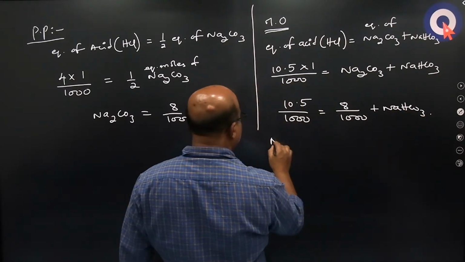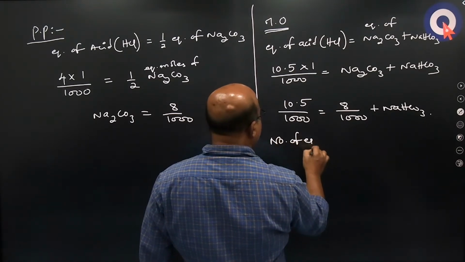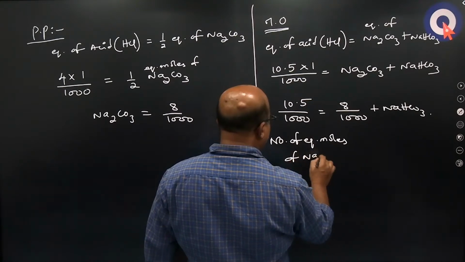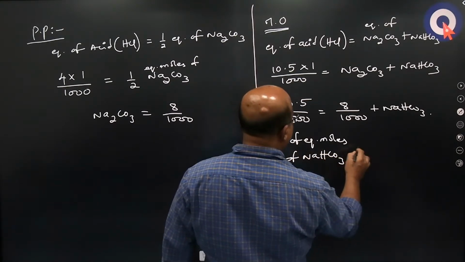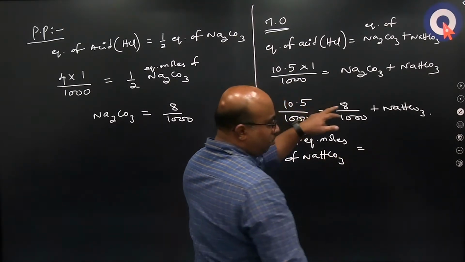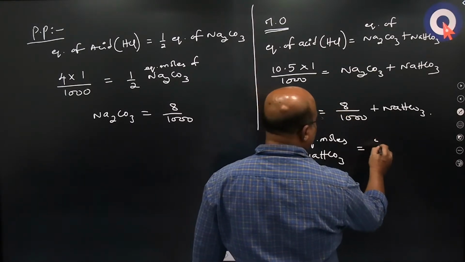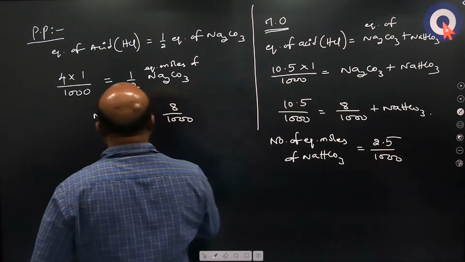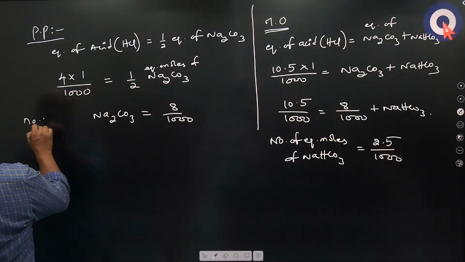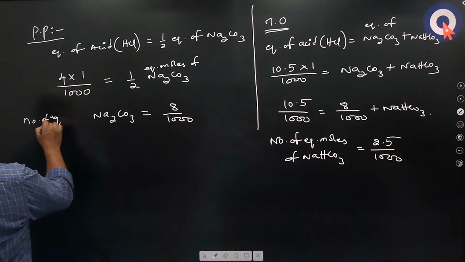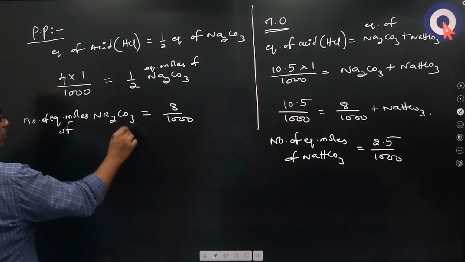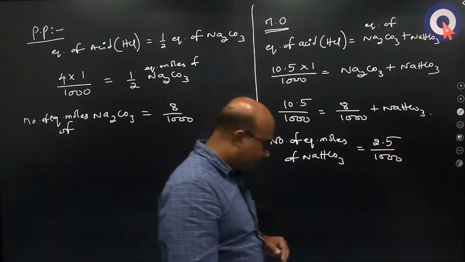So the number of equivalents of NaHCO3 will be nothing but 10.5 minus this part, so it is 2.5 by 1000. And the number of equivalents of Na2CO3 is 8 by 1000. Clear?